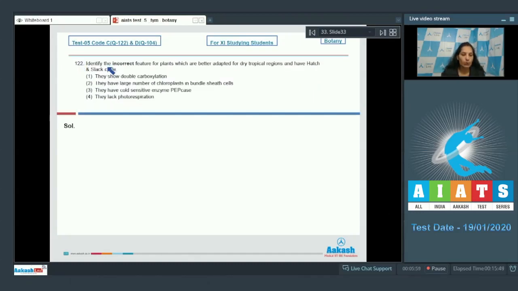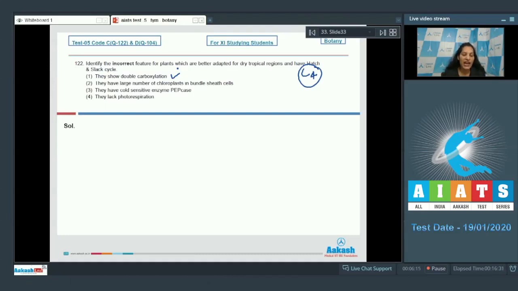Question number 122. Identify the incorrect feature for plants which are better adapted for dry tropical regions and have Hatch and Slack cycle. Hatch and Slack cycle is present in C4 plants and they are better adapted for the dry tropical regions. They show double carboxylation. Yes, two times CO2 fixation occurs in C4 plants. First time in the mesophyll cells and second time in the bundle sheath cells. In the mesophyll cells, C4 cycle takes place, whereas in the bundle sheath cells, Calvin cycle takes place.